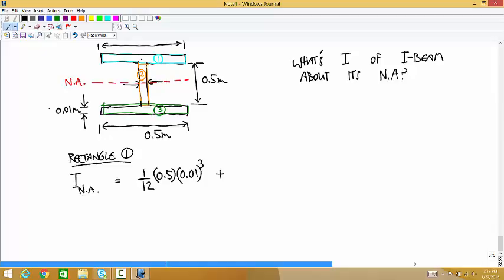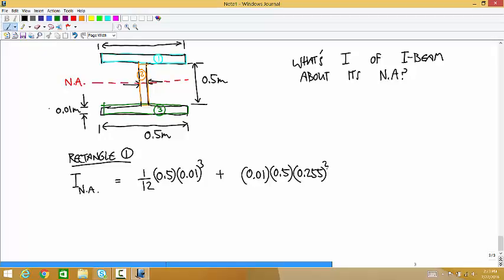So what's the distance between the neutral axis of rectangle 1 and the whole shape's neutral axis? 0.25, that sounds right to me. No, 0.2, right. 0.255. Yeah, 0.255. So we have the area of the whole shape, which is 0.01 times 0.5, and then we're multiplying that by 0.255 squared. What's the thickness again? 0.01. So half the thickness is 0.005. So 0.255, yeah.